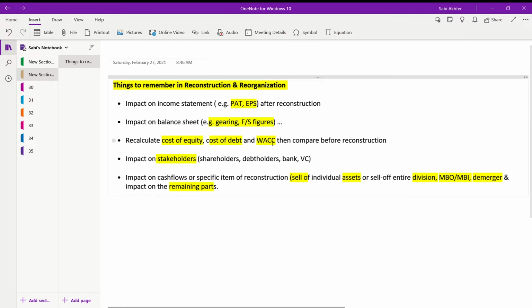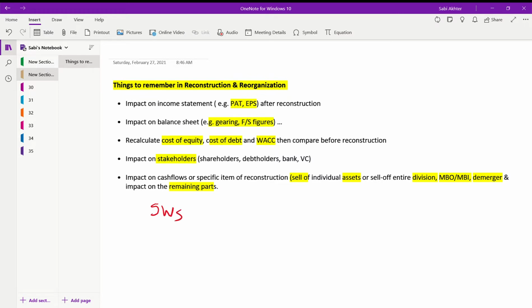Now, if you want to summarize or memorize, you can convert these sentences into questions. I would say 5 W's. Okay, let me write it on the screen for you. So the 5 W's. What are the 5 W's? Number 1. What is the impact on the income statement?